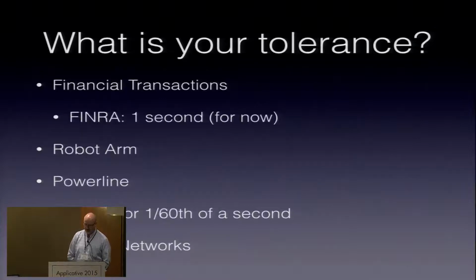So the financial folks care a lot about this, and people in high frequency trading have always cared because they care for their own data quality, but the financial regulators are going to get into this as well. So what's your tolerance? Oh, I mentioned the robot arm thing. If your robot arm is moving at 40 kilometers an hour, however fast it's moving, if it whacks the guy next to the robot, that's bad. Power lines, cellular networks. So it's always application dependent, right?